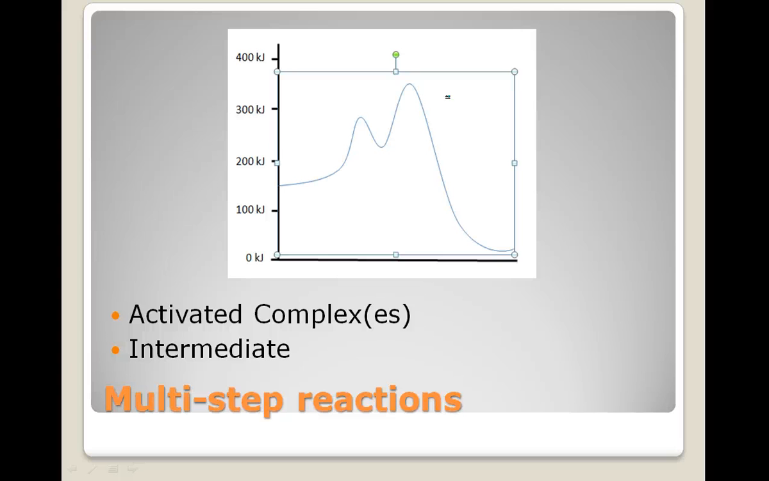But sometimes we actually have a couple of hills, and we call those multi-step reactions. So we actually have two steps. We have one step and another one right here. We actually have a couple of activation energies. We have two activated complexes, or two different transition states. And we also have something called an intermediate, which would take place right here.